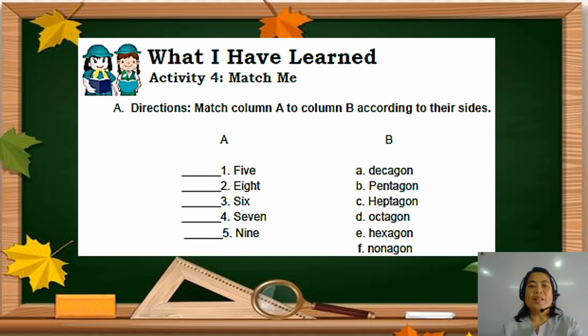Okay, let's go now. What I Have Learned. Activity 4, Match Me. Letter A, directions: Match column A to column B according to their sides. For column A, number 1, 5, number 2, 8, number 3, 6, number 4, 7, number 5, 9. For column B, A, decagon, B, pentagon, C, heptagon, D, octagon, E, hexagon, F, nonagon. Then you will write the letter on the space provided.